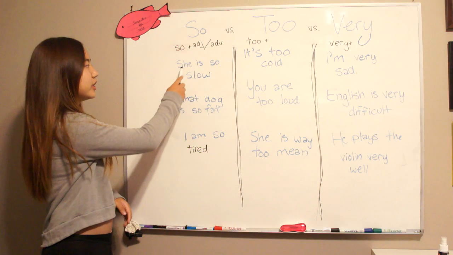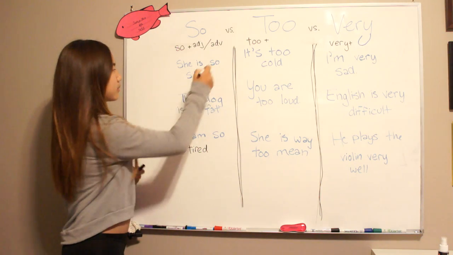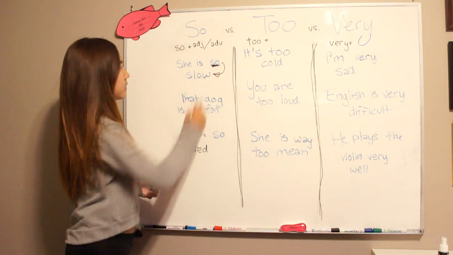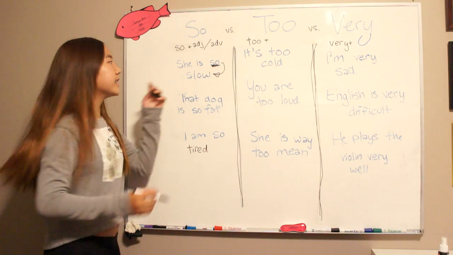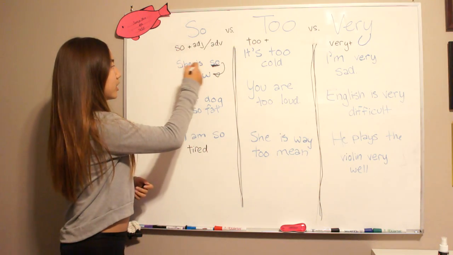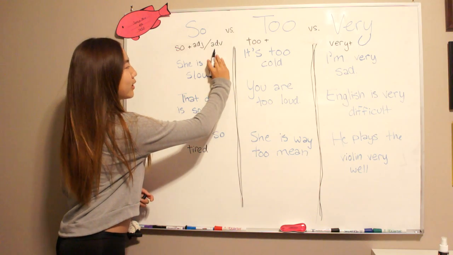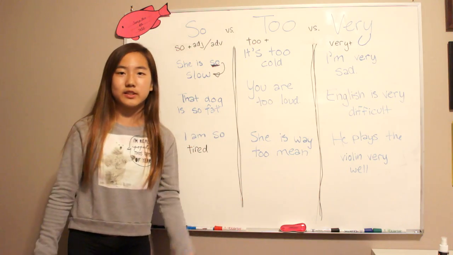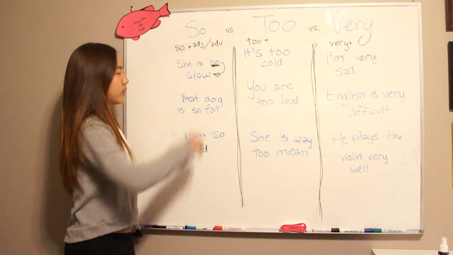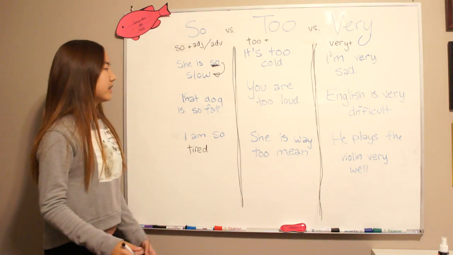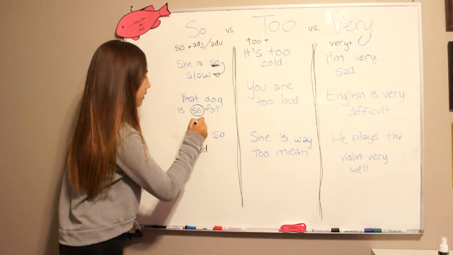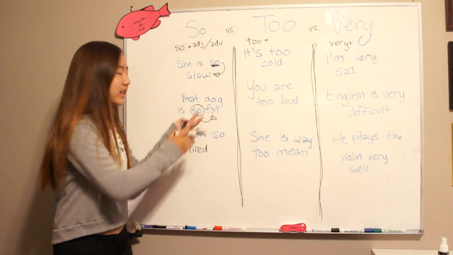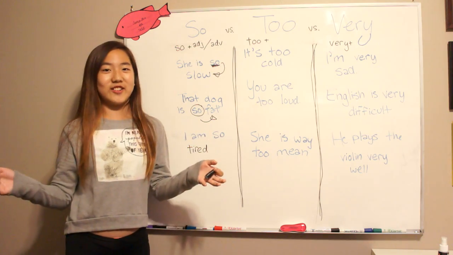Let me give you an example. She is so slow. This goes after this word, which is an adjective. You could also say "she is slow," but if she's extremely slow, "so" adds more meaning to the sentence. She is so slow. And for this one, that dog is so fat. That dog is fat, but this dog is so fat, it's even fatter.